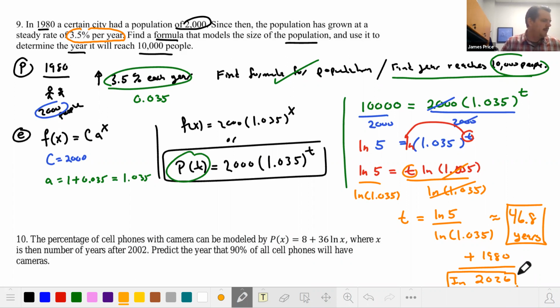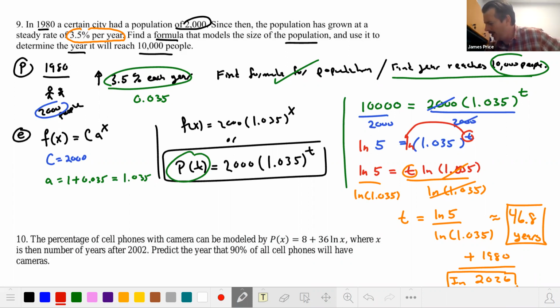Okay, so looking back, I think 9 is a much better problem than 8. 9 is more involved. You have to find the formula, and then you have to do something with the formula. In fact, I should have labeled this.